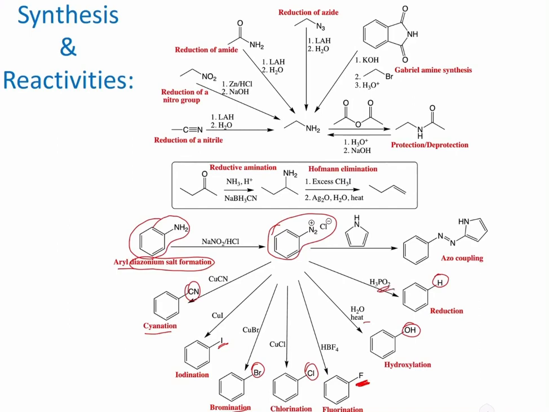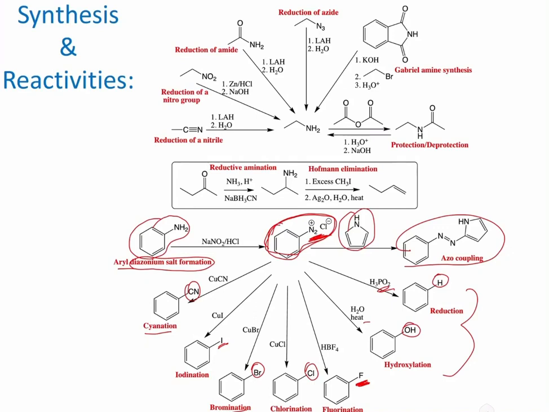And we can also do electrophilic aromatic substitution. Like if we have any aromatic compound, the aromatic compound is going to react with the diazonium salt, and we end up doing what is called azo coupling. So you can see all these reactions, we can achieve them once we form the diazonium salt.